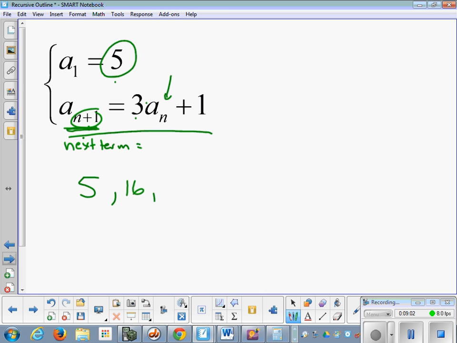Simple enough. How do I get the next term? Oh yeah, I look at my pattern. To get the next term, start with where you're at, multiply by 3, and add 1. 3 times 16 is 48, plus 1 is 49. To get the next term, start at 49, multiply by 3, add 1. 148. Dot, dot, dot. Okay.